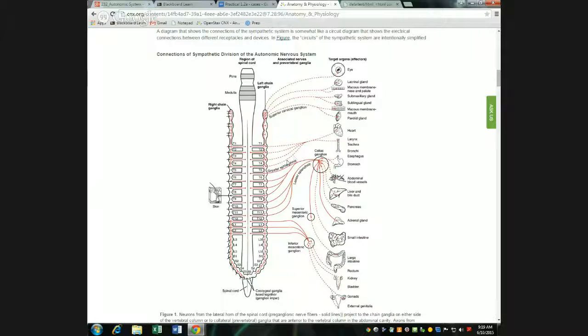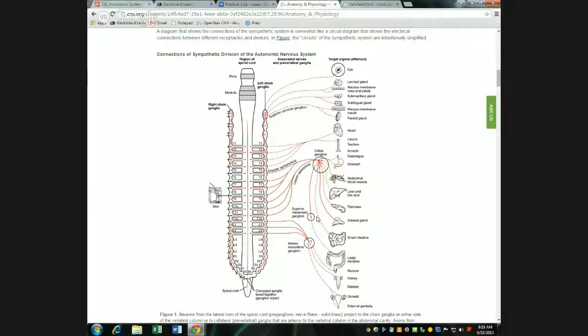And you can see dotted lines here going to the eye and other structures in the head, or here going to the heart and esophagus. You might say, wait a second, those are solid lines coming out of those ganglia. But actually what this depicts is the preganglionic fiber that starts in the spinal cord and goes out past the chain ganglia to another ganglion outside of that chain.